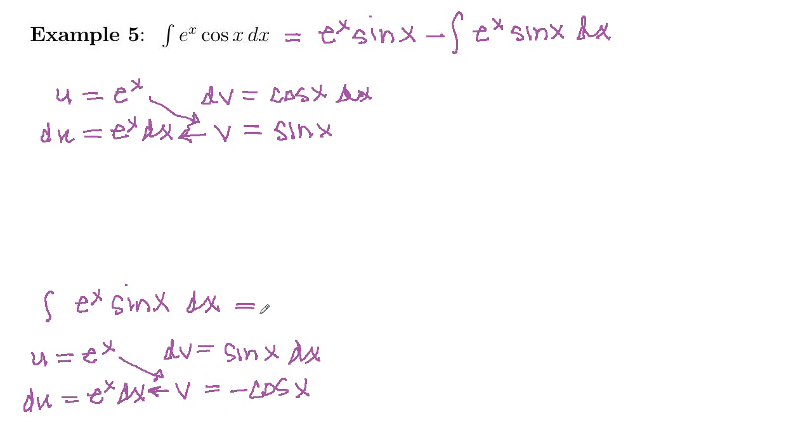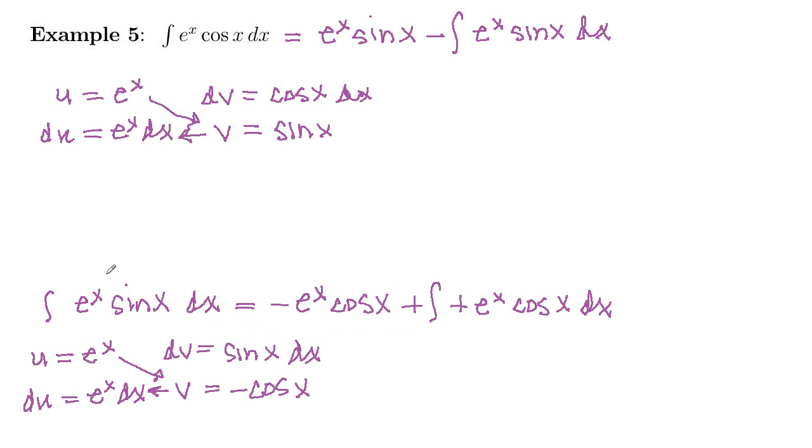So we got that product minus the integral of the bottom row. So uv will be negative e to the x cosine x. And then minus the integral of v du, the bottom row, which would be minus e to the x cosine x dx. And then this double negative will make a positive. So we can simplify that a little bit.